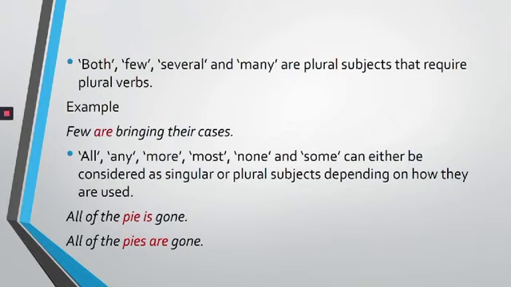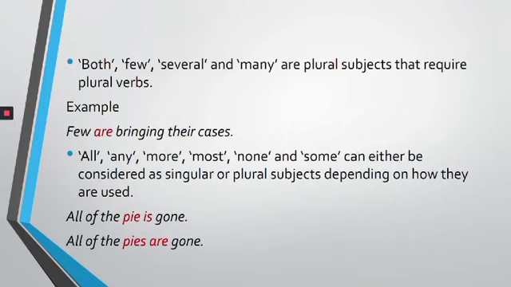All, any, more, most, none, and some can either be considered as singular or plural subjects depending on how they are used. We have an example here. All of the pie is gone. We also have another example. All of the pies are gone.